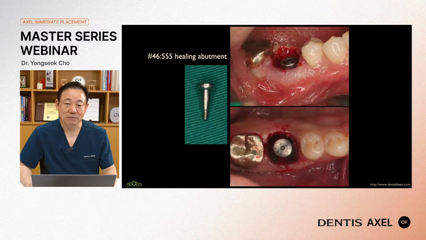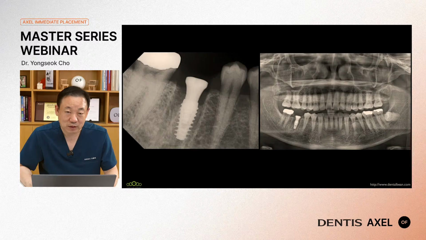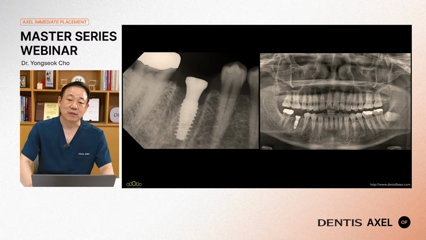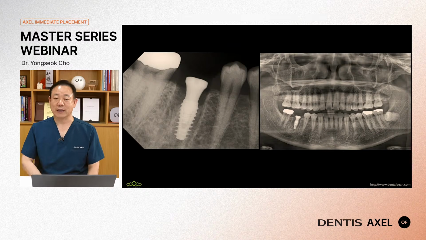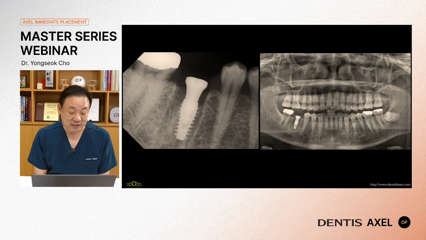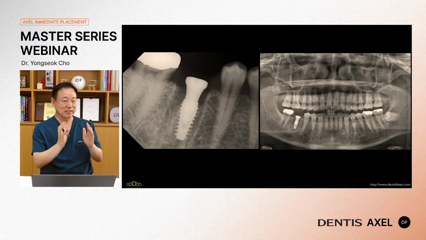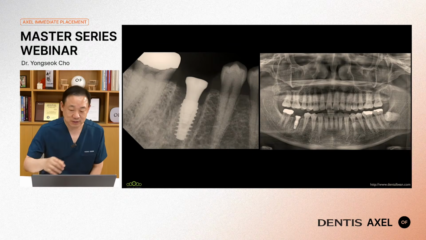5 by 5 healing abutment was connected. Here, POP radiograph image shows ideal implant position and the path. In this case, it is exactly in the center. However, this is not always possible, and it is not always necessary to place implant in the exact center of the extraction socket.